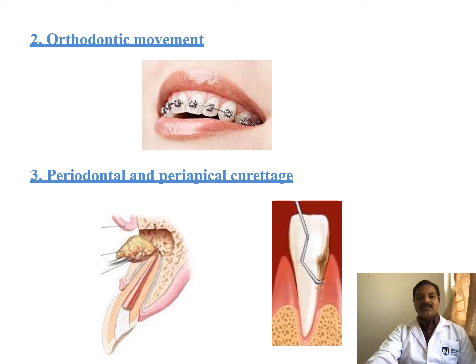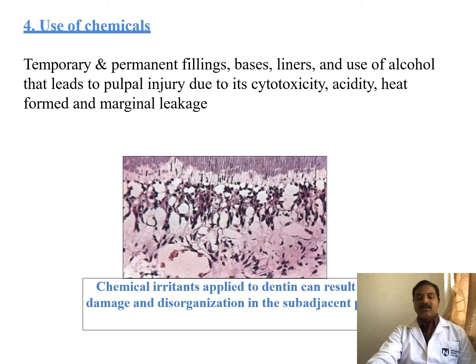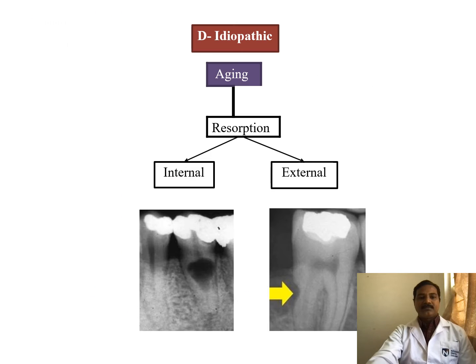Even procedures like orthodontic movement can have some amount of effect on the pulp. And we use a lot of chemicals in the oral cavity, like temporary and permanent fillings and base liners. Though they are used for protection, they are chemicals, and even they can affect the pulp if a proper sub base is not given.